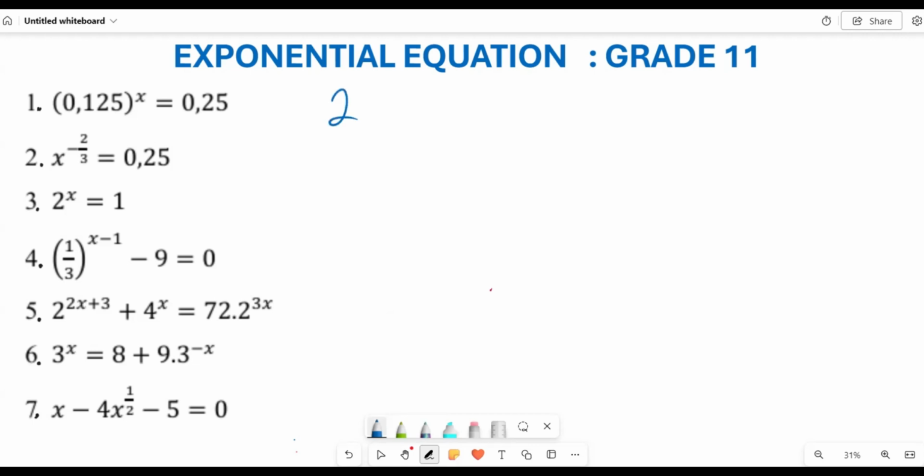This is 2 to the power of 2x plus 3, plus this is the same as 4 to the power of x equals 72 multiplied by 2 to the power of what? Of 3x. Are we fine, right? Now, what is it then that you are going to do?